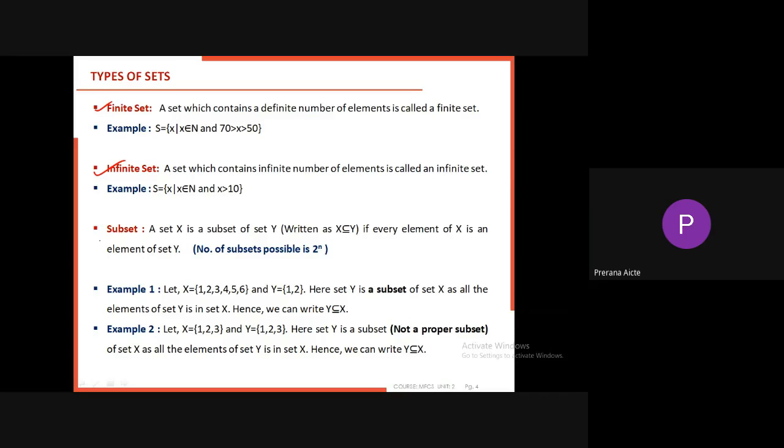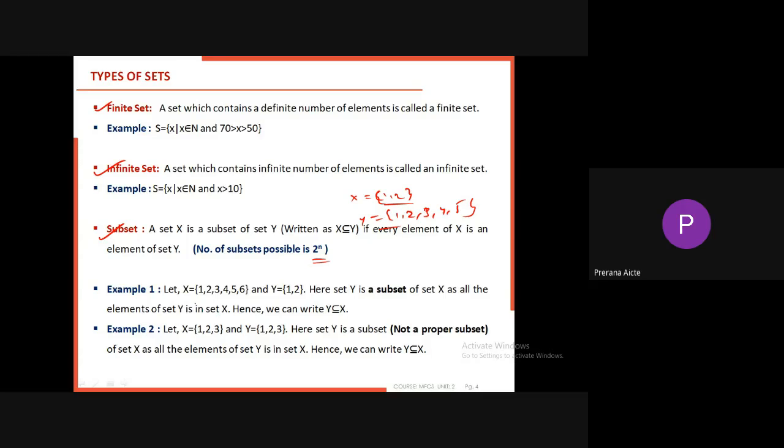Coming to subset, given any two sets, let us say X and Y are two sets. When can we say that X is a subset of Y? If every element of X is present in the set Y, then X is a subset of or equal to Y. Let us say X is equal to {1, 2} and Y is equal to {1, 2, 3, 4, 5}. Now every element of set X is present in set Y, so X is a subset of or equal to Y. And how many such subsets are possible for the given set? That is given by 2 to the power of n. You need to remember this.